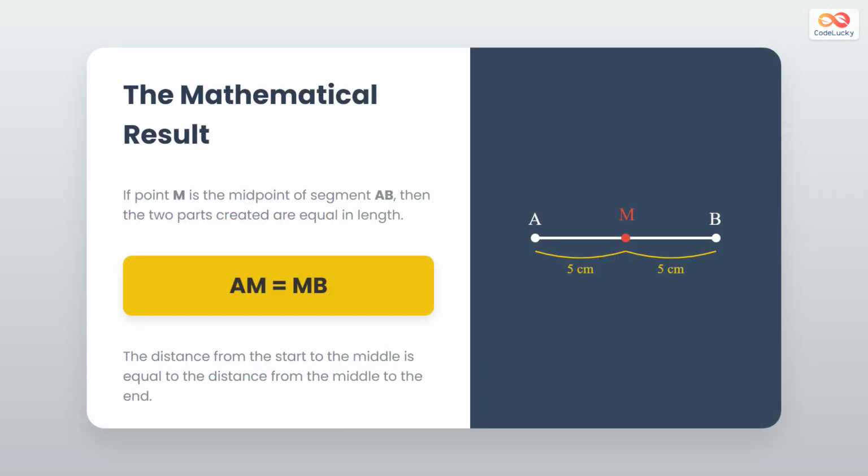Mathematically, this leads to a very important equation. If M is the midpoint, then the distance from A to M is equal to the distance from M to B. We write this as AM equals MB. If you know the length of one side, you automatically know the length of the other.